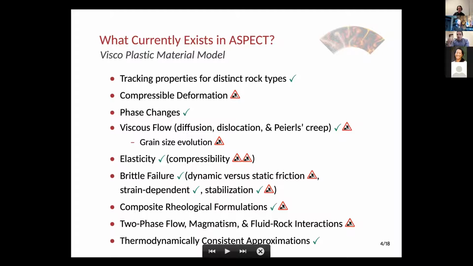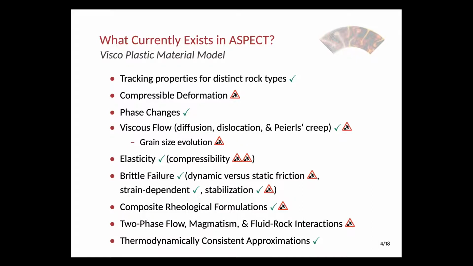working on. So right now, on the viscoplastic material model and other material models, you can absolutely track different properties for distinct rock types. You cannot currently do compressible deformation, although we are starting to work on that. Phase changes to some degree are implemented, and Juan and Magali talked about this yesterday. You can do viscous flow, including diffusion, dislocation, Peierls creep, and some form of compositing, although Bob Myhill and a number of other people are working on more advanced options for compositing, which is going to be discussed later in the talk.